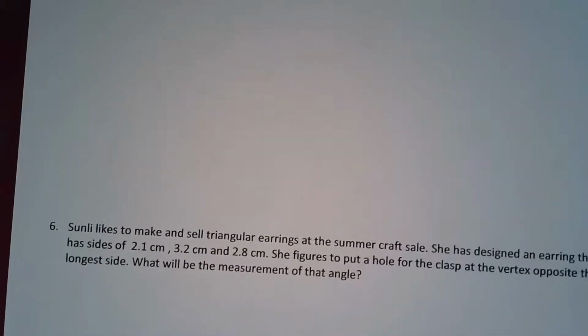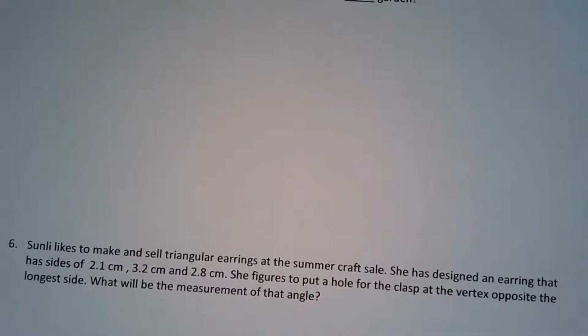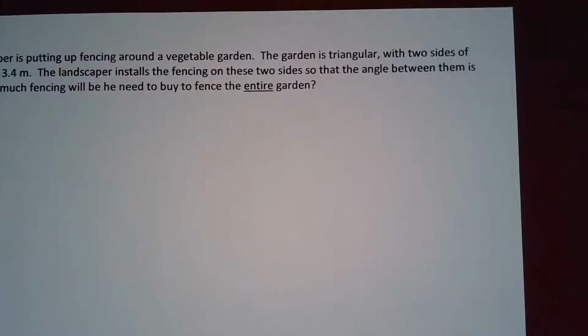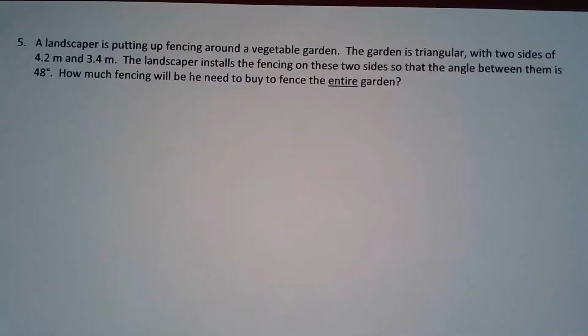Let's take a look at number 5. Okay, we're going to finish this one here for sure. Number 5. Oops. There we go. So number 5 says a landscaper is putting up fencing around a vegetable garden. The garden is triangular, okay, with two sides of 4.2 and 3.4 meters. The landscaper installs a fencing on these two sides so that the angle between them is 48. How much fencing will be needed?